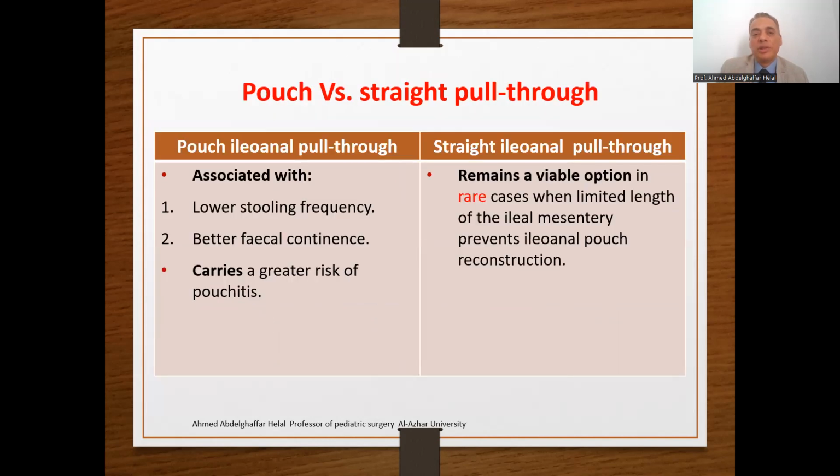Also, this table demonstrates the difference between the pouch versus straight ileal pull-through. Pouch will be helpful to decrease stool frequency, better fecal continence, however, with a risk of pouchitis, inflammation, leakage. Straight ileoanal pull-through remains an option in rare cases when there is limited length of the ileal mesentery and the pediatric surgeon cannot create a pouch and bring it easily without tension to be anastomosed to the anal canal.